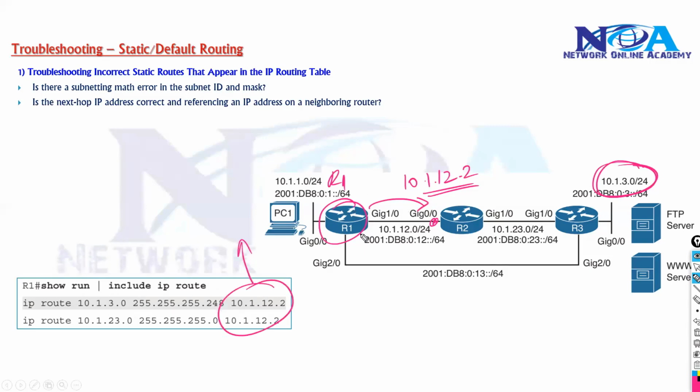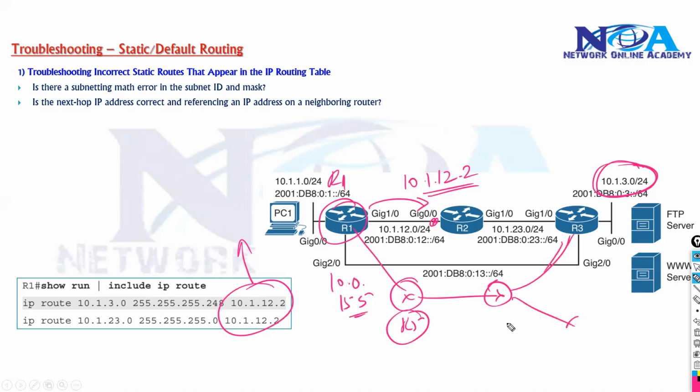Or maybe you have one more router connected here and you have given, let's say, 10.0.15.5. Maybe this is router 5, and there is one more path from here. Or maybe there is no path here. If you give any wrong next hop, that might be the case. You still see the static route in the routing table because the next hop is valid, but it is in the wrong direction, because the next hop decides the direction where the packet should be sent.